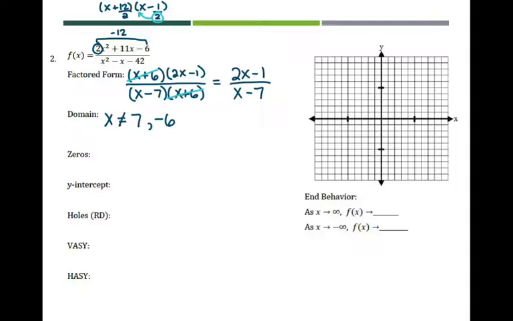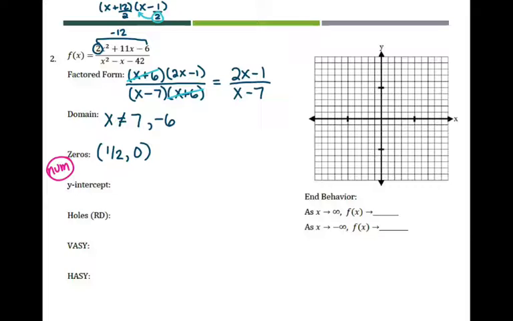Your zeros will come from your numerator. So they are factors of your numerator. So they come from zeros of the factors of your numerator. So my numerator has this 2x minus 1. So the zero of that factor would be positive 1/2. So my zero, or x-intercept, because it means the same thing, is going to be positive 1/2, comma 0.